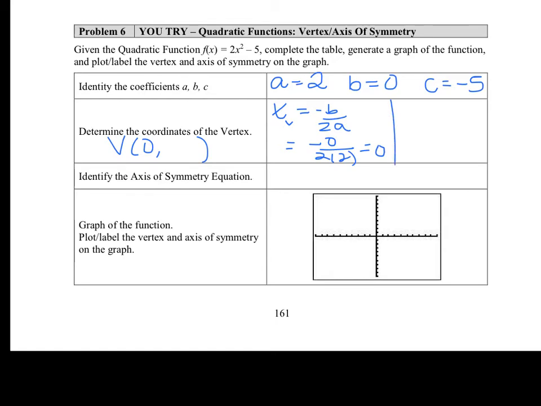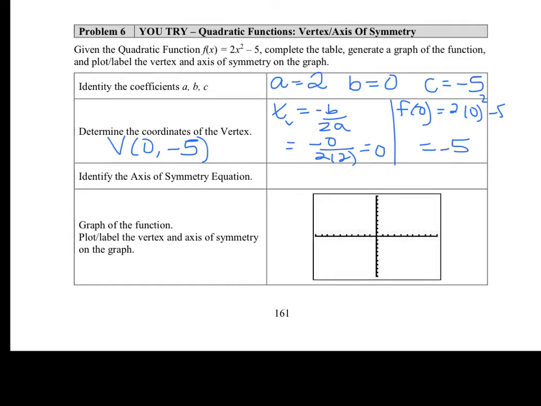So now I'm going to find f of 0. You're going to notice that if I plug in my 0, I end up just getting 2 times 0 squared minus 5. So I get a minus 5. So it happens to be that in this case, the y-intercept and the vertex are the same thing. So I'm just going to plot that point.